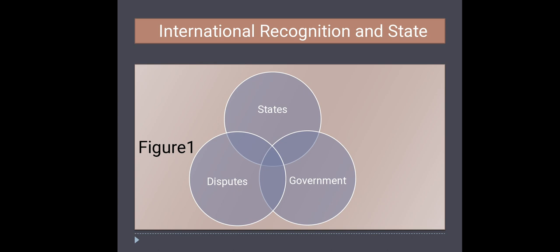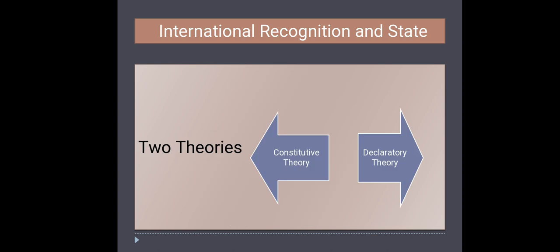Now, why is international recognition important? Because it helps in participation in global affairs. Now, when we talk about the international recognition of the state, there are actually two theories. Number one is the constitutive theory, and number two is the declaratory theory. Now, what does the constitutive theory actually say and what does it mean?